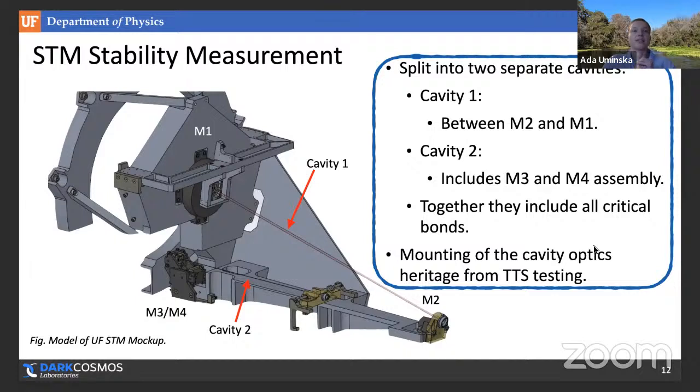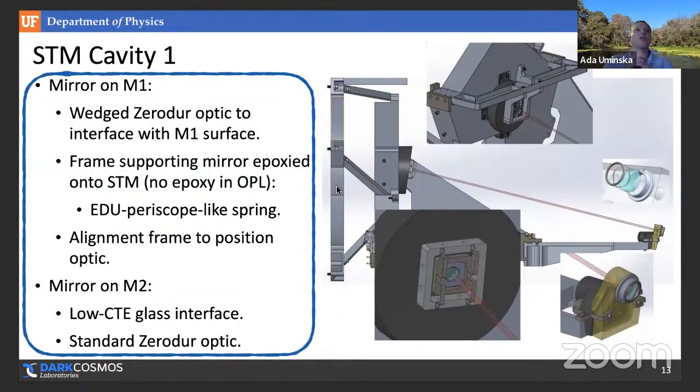So now let me talk about the cavity design within the STM. As I mentioned, we wanted to include all of the critical bonds, so we introduced two optical cavities. One is between the telescope primary mirror and a secondary mirror, and that includes the interfaces between the telescope tower and M1, as well as the gusset bonds. Cavity 2 is between the M3 and M4 assembly. So altogether, they include all of the interfaces. And now let me look closer at each of those cavities and discuss how they're mounted.